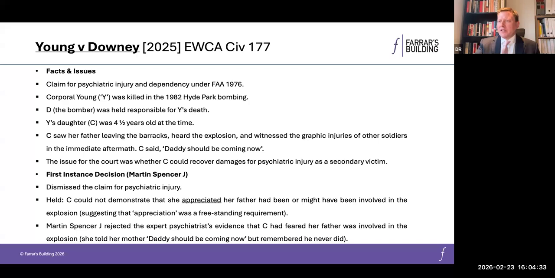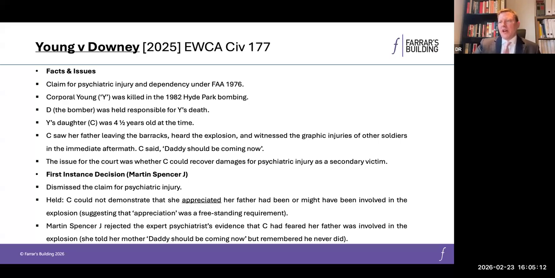The facts of the case were these. The claimant's father was a soldier who was killed in the IRA bombing of Hyde Park in 1982, and the defendant had been found liable for that as a joint tortfeasor for an unlawful killing, but hadn't played a part in either the liability or the assessment of damages proceedings. And part of the claimant's claim, as well as a Fatal Accident Act damages, was a personal injury damages claim for the psychiatric injury that she said she suffered as a secondary victim. And the quite fine details of the factual basis of that claim were important.